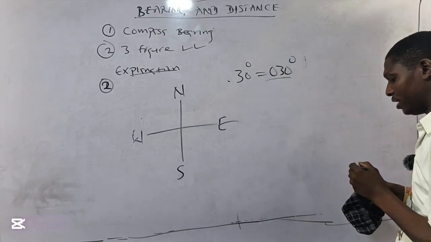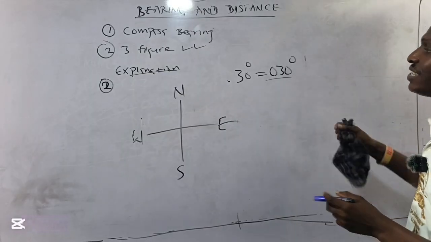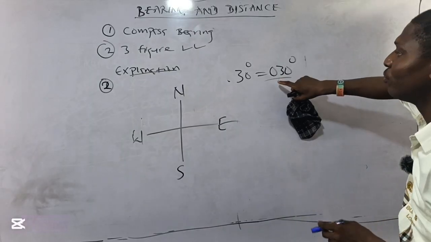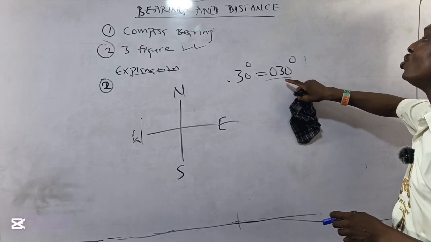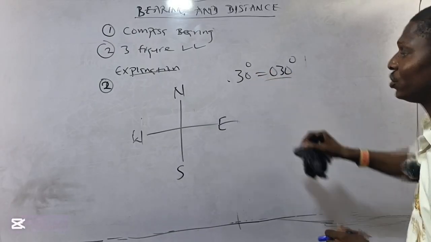It does not change anything. It's just to make you know they are talking about bearing. Because 30 degrees as an angle is correct, but for bearing, it must carry three figures. So you put 0 at the front, it will give you 030 degrees, not 30 degrees.